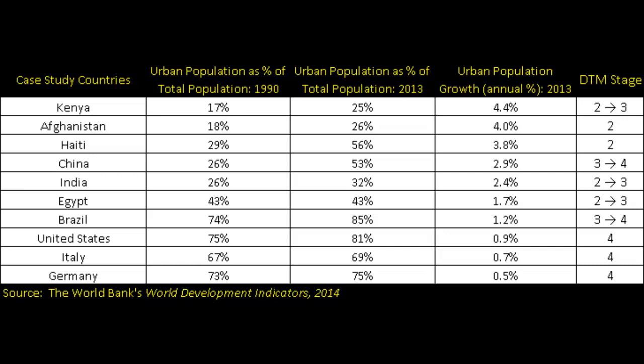However, what's happening right now? If I ever ask you, what's going on right now in the urbanization growth rate in your particular country? Yes, it's useful to look at those percentages, 1990 and 2013, but the key is that urban population growth annual percentage, which shows what's happening right now in the most recent recorded year.